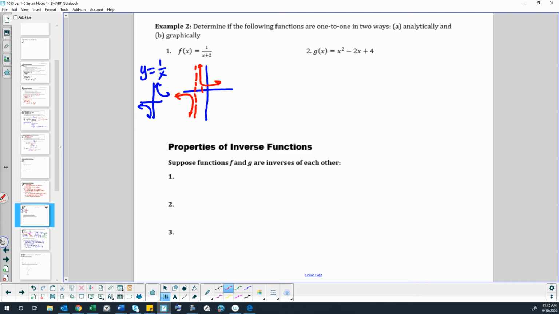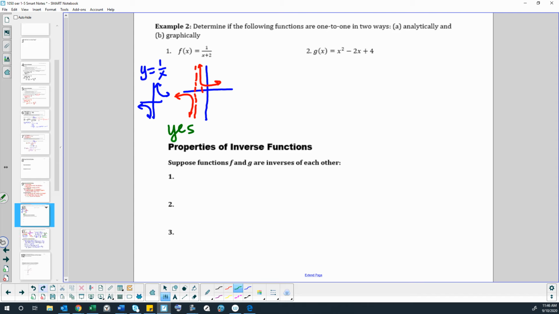It does. So our graph shows us that it does pass both the horizontal line test as well as the vertical line test. So this is a one-to-one function. So graphically, yes, we can see that it's a one-to-one function.